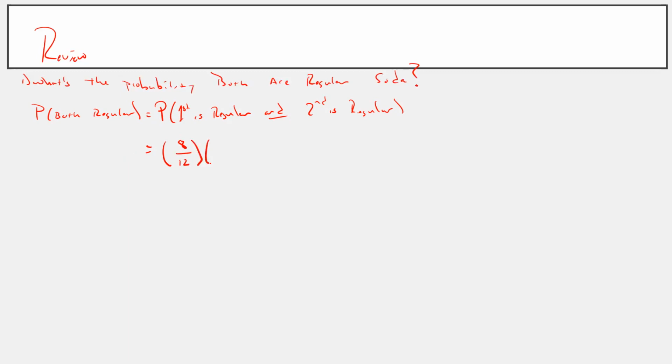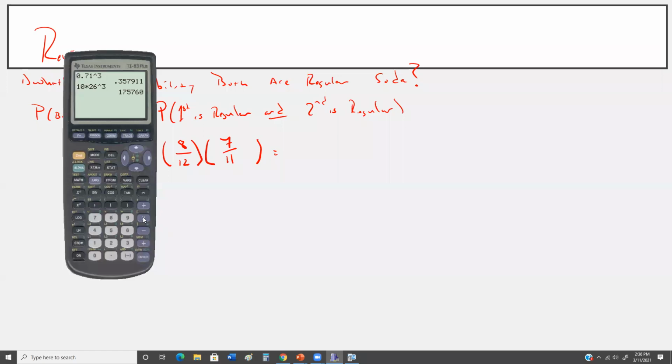Now what's the probability I reach in and get another one that is regular? Well, if I don't replace the first one, there's only 7 regular cans left, and now only 11 total, not 12. So I believe this is 56 over 132. You just go 8 times 7, and then 12 times 11. So it's 56 out of 132.